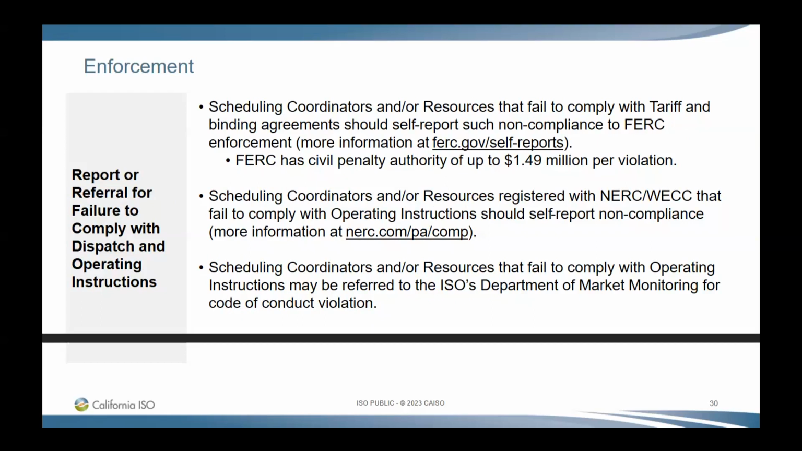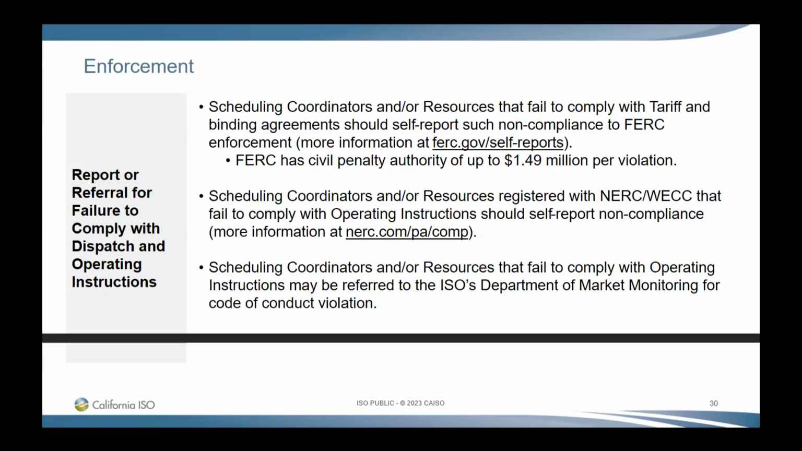So scheduling coordinators and our resources that fail to comply with the operating instructions may also be referred to our ISO Department of Market Monitoring, and that could lead to a code of conduct violation. So again, this is important to note, because we don't want you to face this.